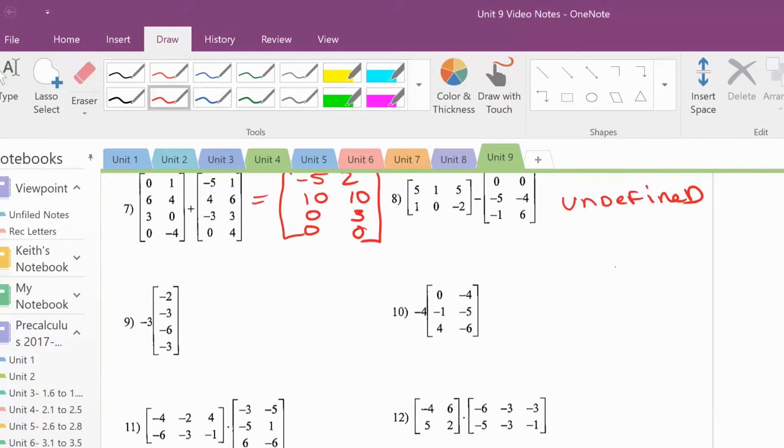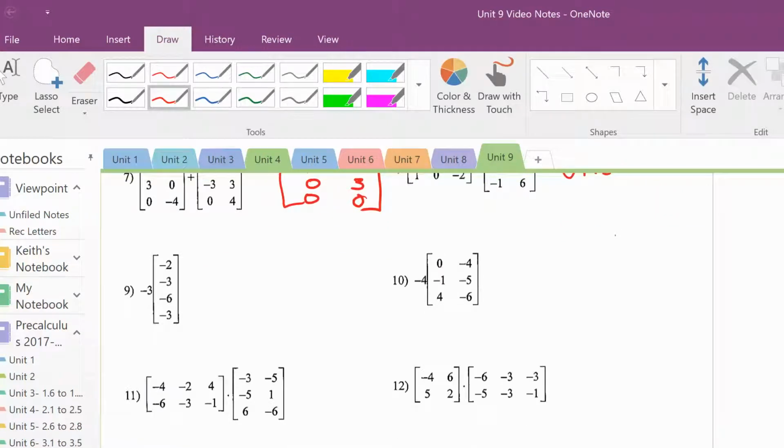So now we're going to start multiplying by what's called a scalar. So if you multiply by a number, basically this number just gets multiplied by each term. It's kind of like distributive property. So -3 times -2 gives you 6. -3 times -3 gives you 9. -3 times -6 gives you 18. And -3 times -3 gives you +9.